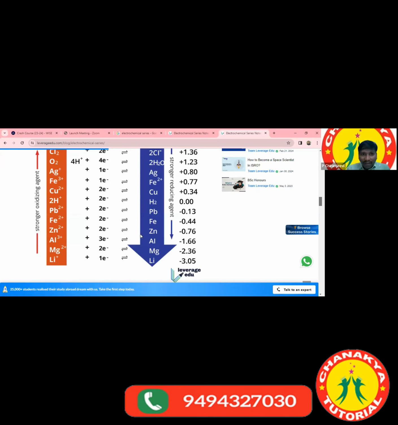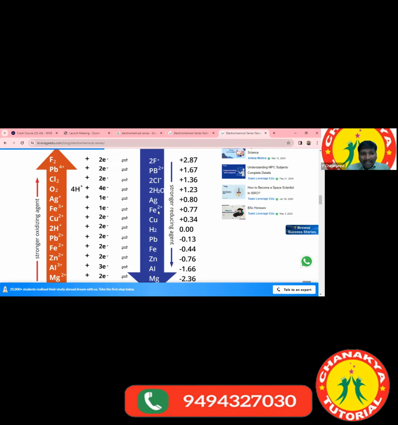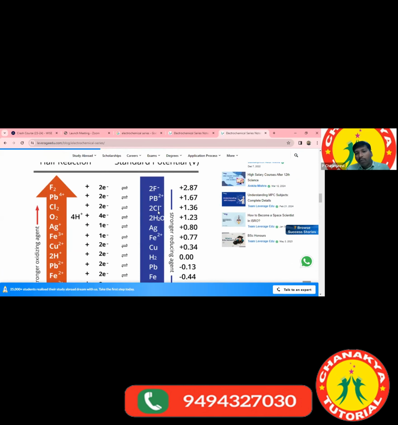Actually, in this one, they have fewer elements only. In the NCERT textbook, if you check it out, they had given a greater number of elements. Actually, I didn't get the list, that's why I'm showing it from online directly. In the NCERT textbook, all elements they had given: potassium, sodium, calcium. Non-metals also are there, but in this one, for non-metals they had given only fluorine.